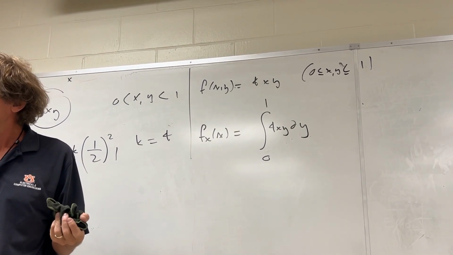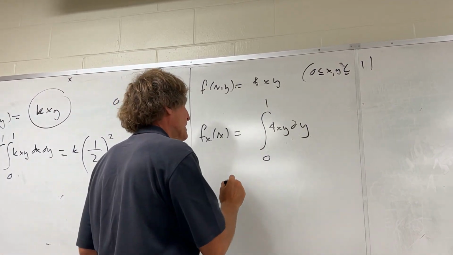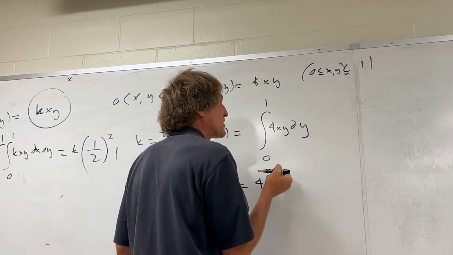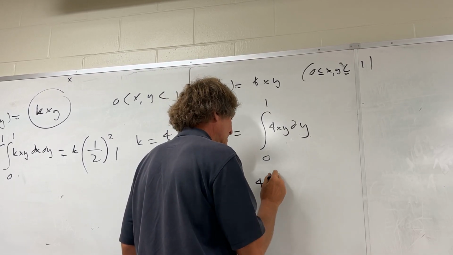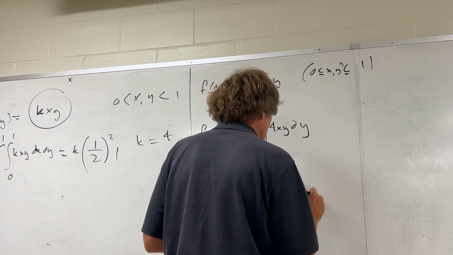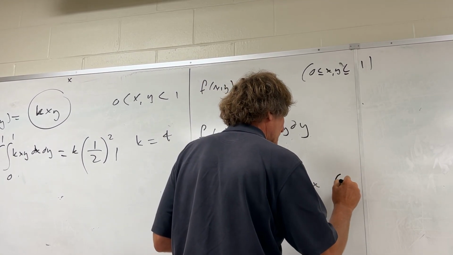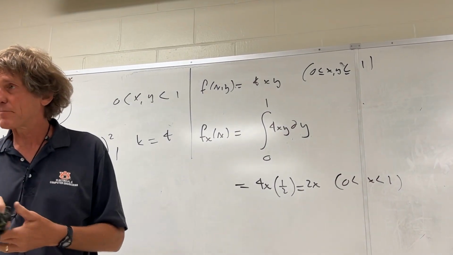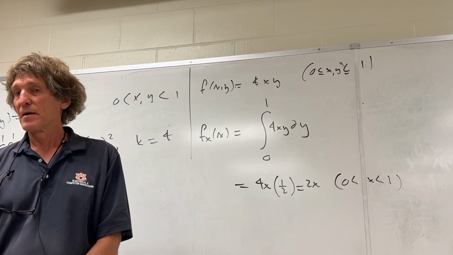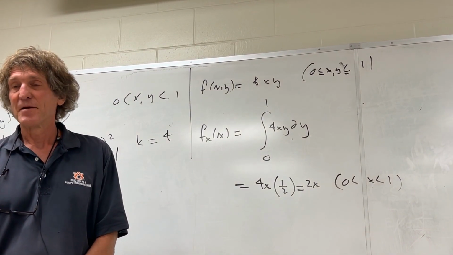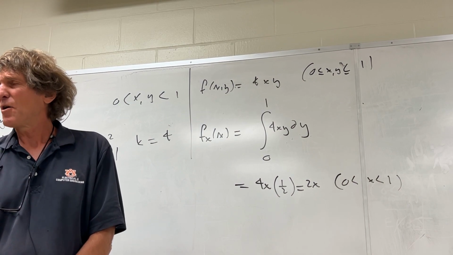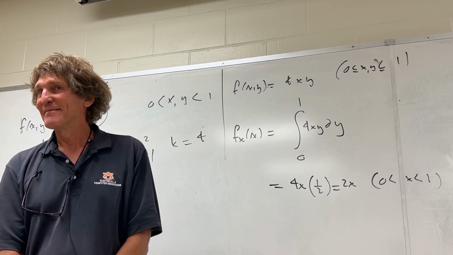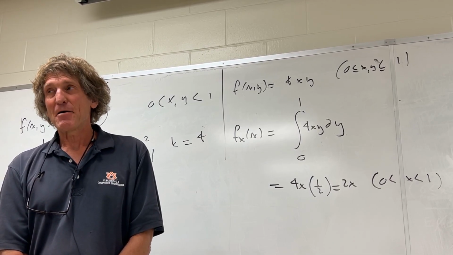Y'all follow me? When you do this, what do you get? Well, you got 4x, that doesn't change. y integrated is y squared over 2 from 0 to 1, which is just 1/2. So it's this times 1/2, or it's really 2x, for x between 0 and 1, and 0 else. Does he have that, by the way? I'm assuming he does. Yeah, it's 2x. Y'all with me? What would it be for y? f_Y of y is 2y.